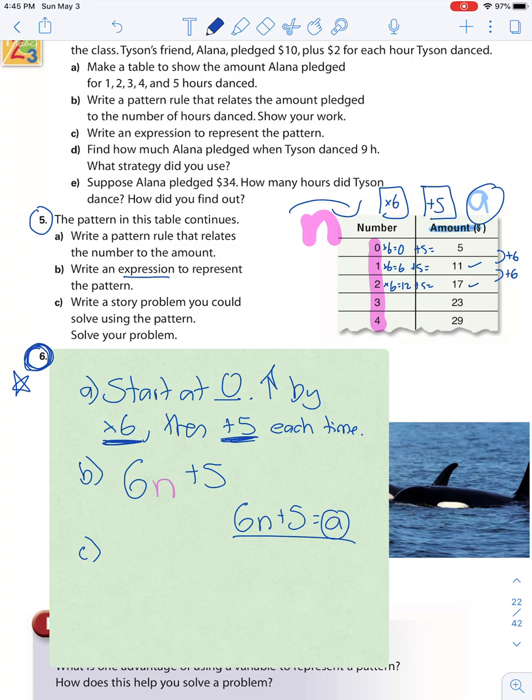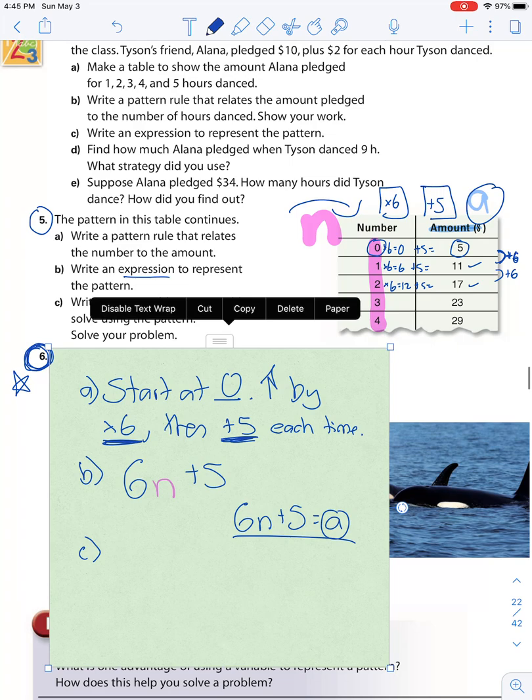Next, we'd have to write a story problem. So the one I gave you, I think, as our example yesterday was if you're entering a carnival or maybe fall festival, and it costs $5 to enter before you've gone on any rides, then it's going to cost an extra $6 for each ride that you go on. That could be an example. That's what I provided yesterday.